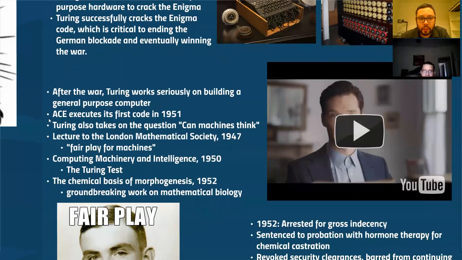In England, they build a machine called the ACE machine, which executes its first code in 1951. At the same time, von Neumann is working with IBM, I believe, in the States. Von Neumann is a big fan of Turing's work and uses Turing's work to build a similar kind of device in the United States. And shortly thereafter, these things start coming to market. These things start being commercially produced and sold publicly.